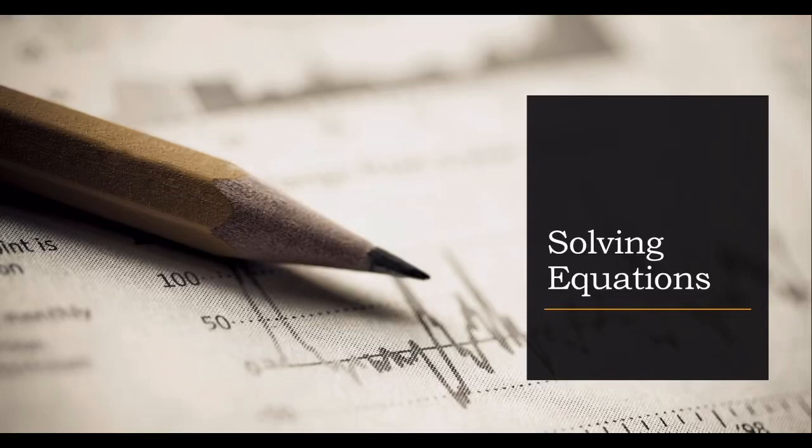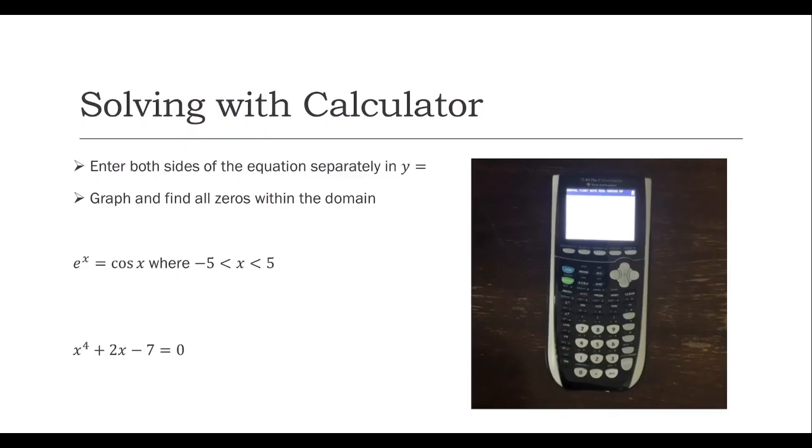Welcome to the video on solving equations. So first we'll learn how to solve an equation with a calculator. You start by entering both sides of the equation separately into y equals, and then you'll graph and find all zeros within the domain. So for this first problem here, it says e to the x equals cosine of x, where negative 5 is less than x is less than 5.